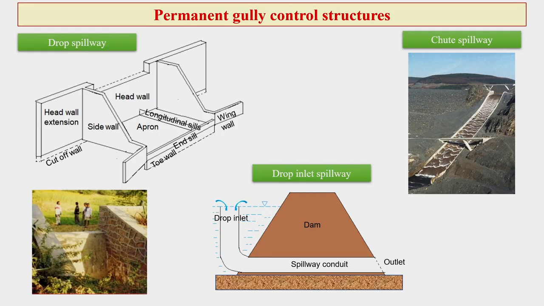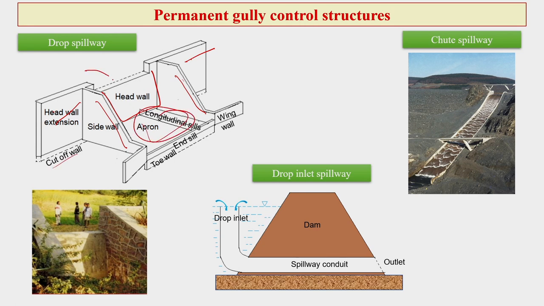Then we have another set of techniques for reducing soil erosion and water loss: permanent gully control structures. These are a little bit costly and require some investment, and largely in our country it is being done under different government schemes, or sometimes some private party also comes in to help. As you see, we have this kind of structure in some places with a head wall, and then you have head wall extension on both sides, you have side walls, mostly made of concrete, a cut off wall, and then you have the apron here.